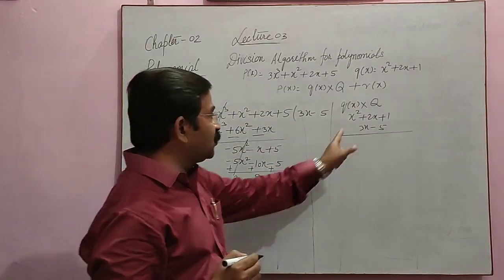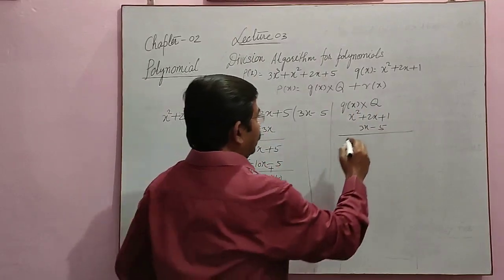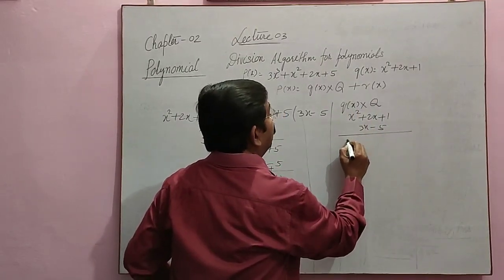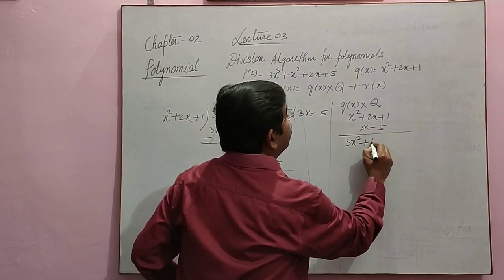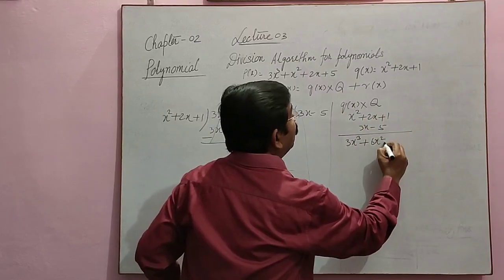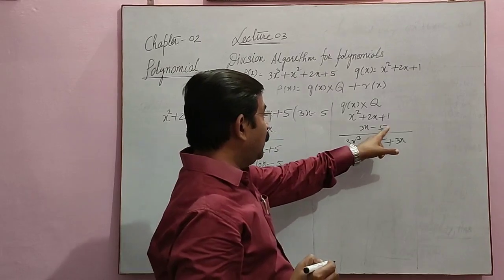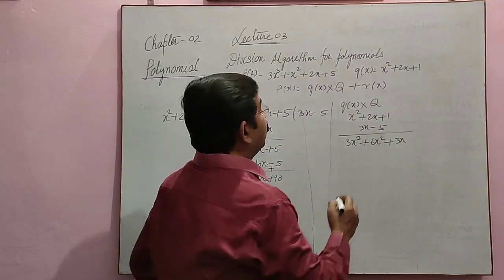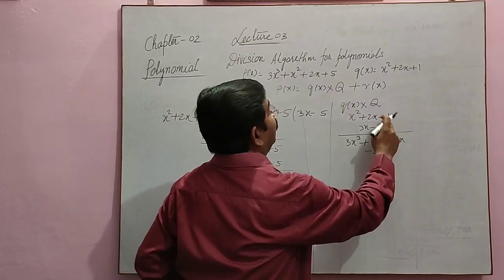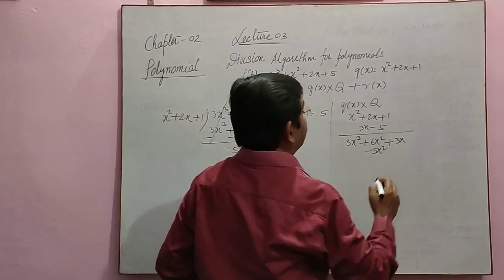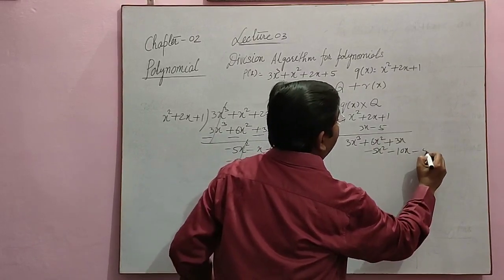Let's see how to multiply. We start with the first term and multiply it with all the terms, then with the second term multiply with all the terms. 3x into x square, we have 3x cube. 3x into plus 2x, plus 6x square. 3x into plus 1, plus 3x. Now multiply by minus 5. Minus 5 into x square, minus 5x square. Minus 5 into 2x means minus 10x. Minus 5 into 1, this is minus 5.